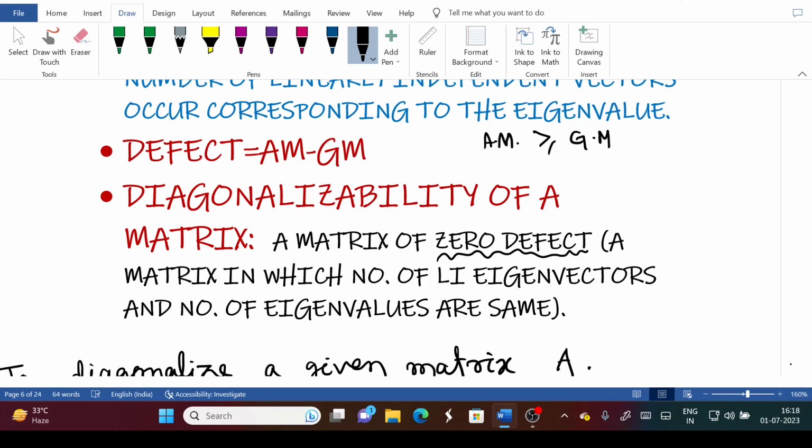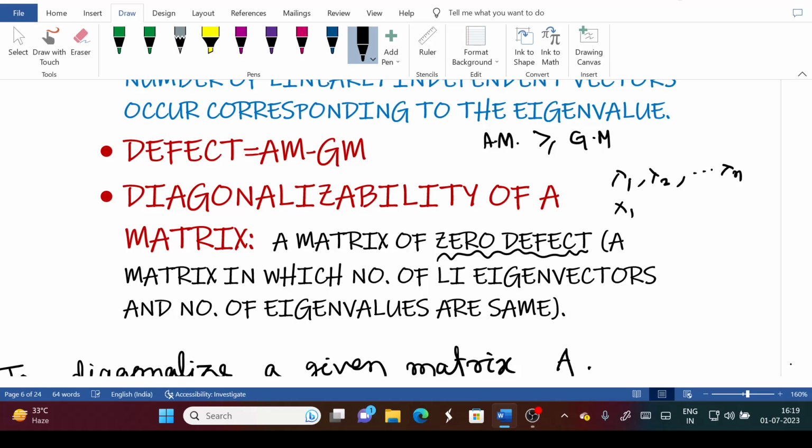Now, what do we mean by 0 defect? The number of eigenvalues A has, suppose some are repeated, no issue. How many times it is repeated is not the issue. If the total number of eigenvalues and the total number of linearly independent eigenvectors are the same, then the defect is 0. In that case, the matrix can be diagonalized.